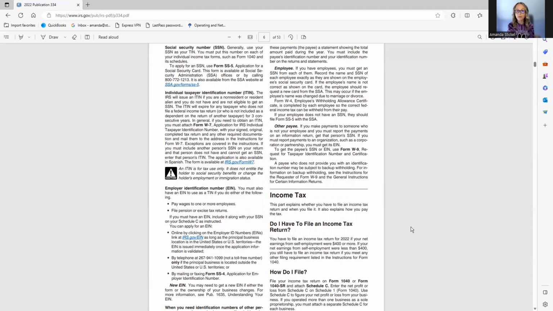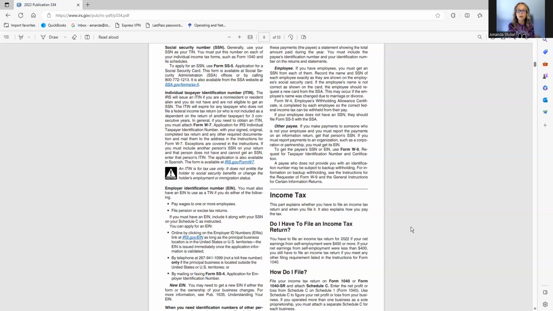Employee. If you have employees, you must get a social security number from each of them. Record the name and social security number of each employee exactly as they are shown on the employee social security card. If the employee's name is not correct as shown on the card, the employee should request a new card from the SSA. This may occur if the employee's name was changed due to marriage or divorce. Form W-4, Employee's Withholding Allowance Certificate, is completed by each employee so the correct federal income tax can be withheld from their pay. If your employee does not have a social security number, they should file Form SS-5 with the SSA.